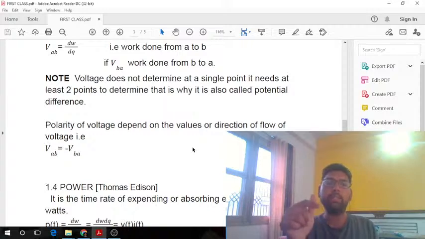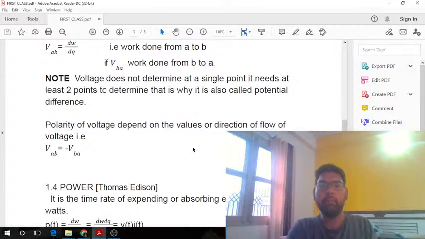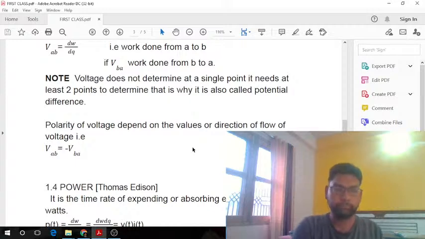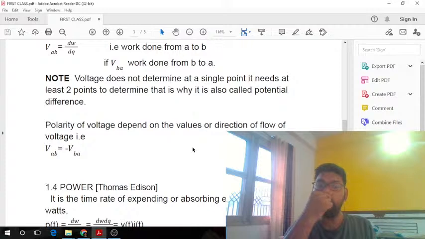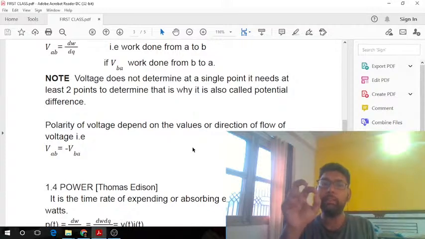VAB is equal to minus of VBA means what? If the voltage has the same value but the polarity is reversed, then we calculate it as VAB and minus VAB. The polarity of the voltage depends upon the direction of the flow. That is, VAB is equal to minus of VBA. As I already told you, a voltage is not determined at a single point, which means it requires at least two points.